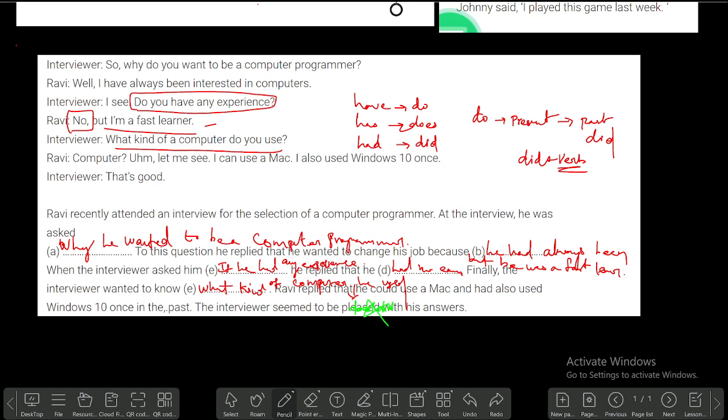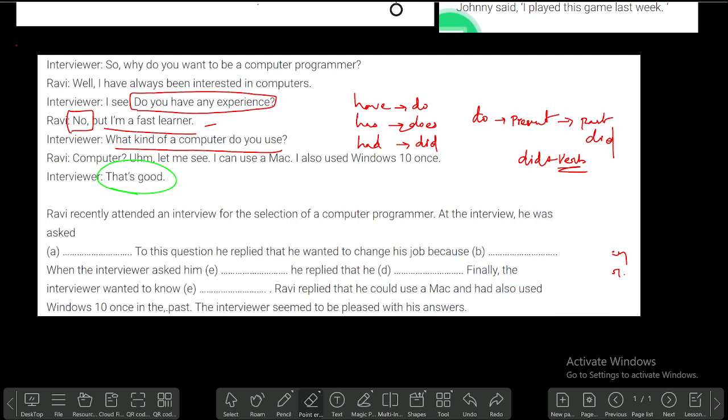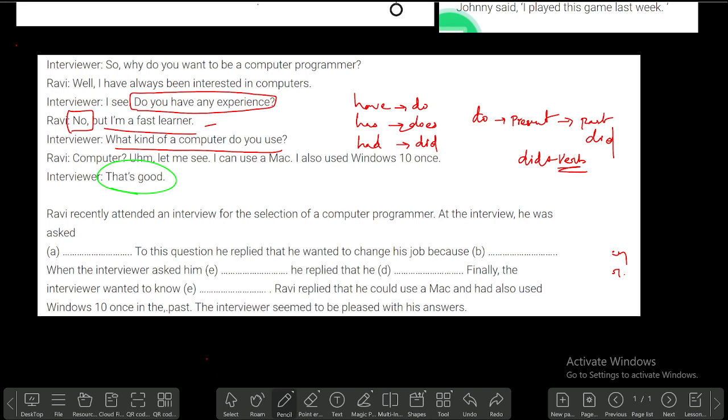And the next most important thing, interviewer: this is a learning for you, how they have framed the sentence. See here. When in the dialogue format they said "that's good," there we have to write: the interviewer seemed to be pleased with the answer. For example, if the dialogue format starts with a wishing statement like "good morning," how do we have to change the sentence into indirect form?